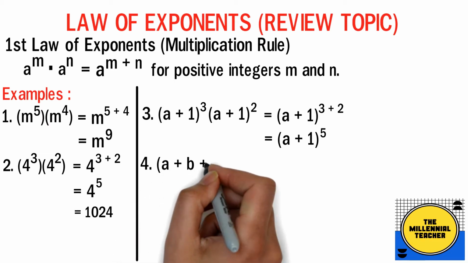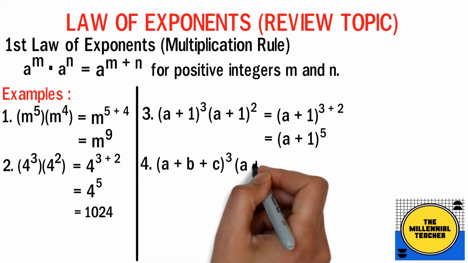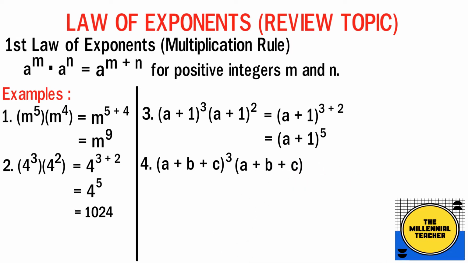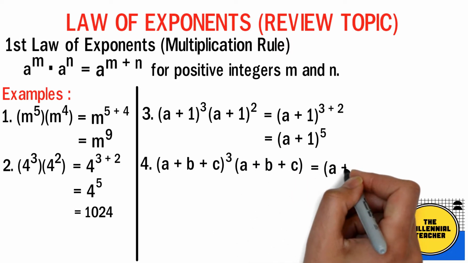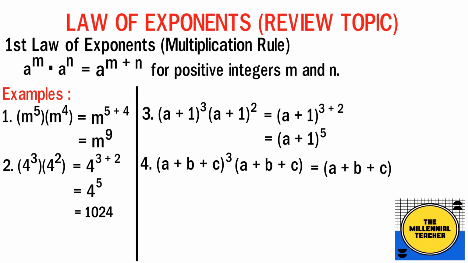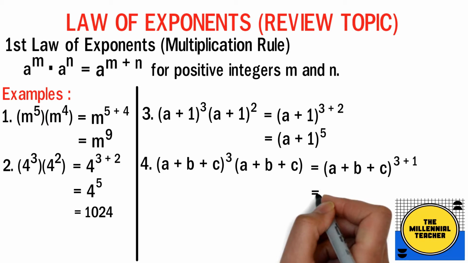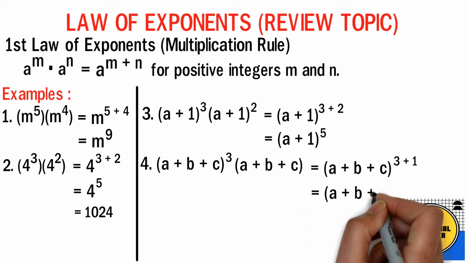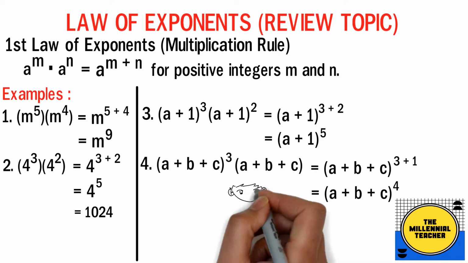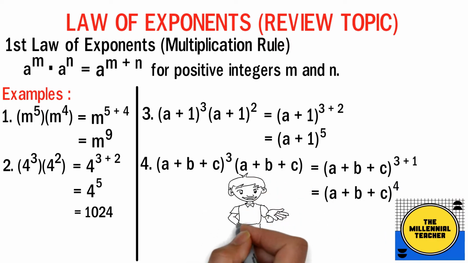Example number 4, ay quantity a plus b plus c raised to 3, times quantity a plus b plus c. Just copy the base which is a plus b plus c and get the sum of exponent. Kaya magiging 3 plus 1. Dahil alam naman natin student, na kapag walang nakalagay na exponent sa taas, ibig sabihin ay may imaginary 1. Kaya, ang final answer, student, ay quantity a plus b plus c raised to 4. At ayan, ang first law of exponent, student.